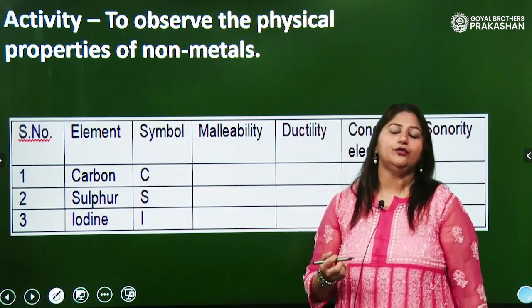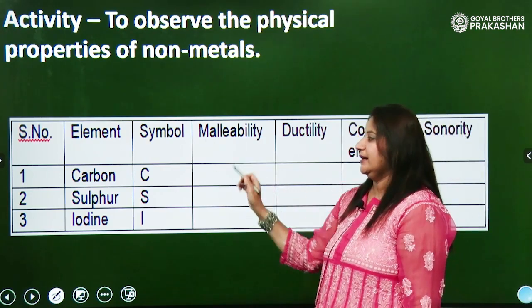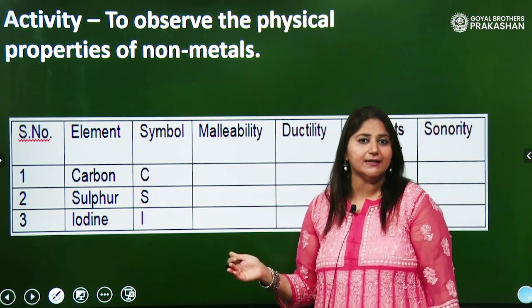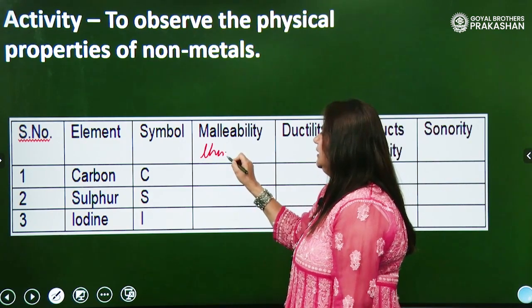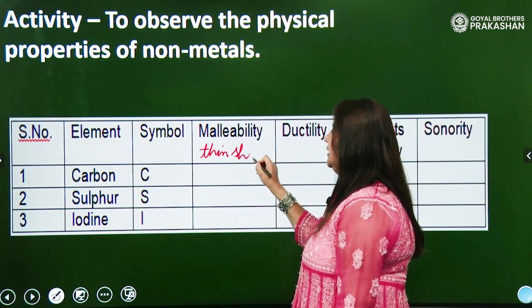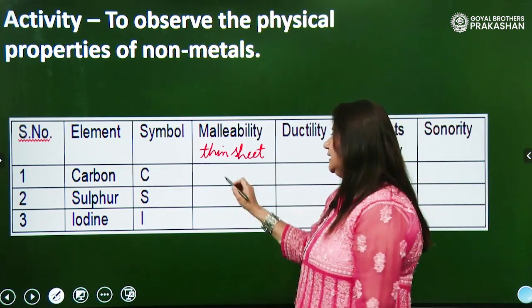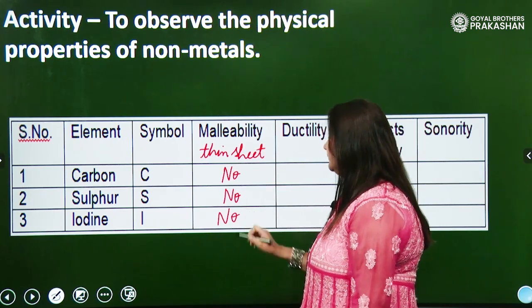Now when we look at the other properties, think about malleability. Are non-metals malleable? Can they be converted into thin sheets? No, it's not possible. So what is malleability? Converting into thin sheets. Can you convert coal into a thin sheet, sulfur into a thin sheet, or iodine into a thin sheet? The answer is definitely no, it's not at all possible.